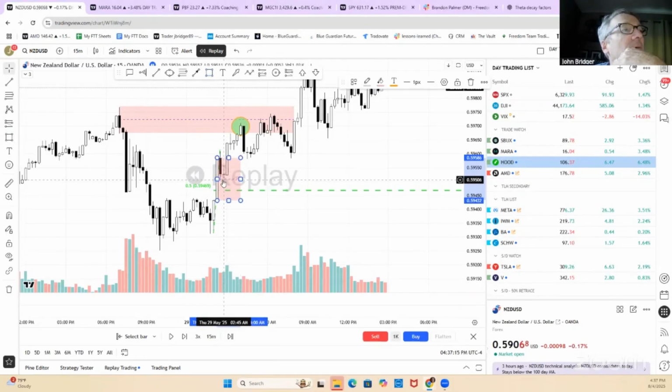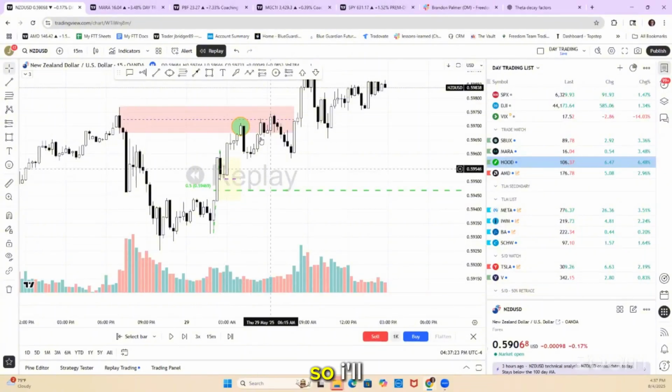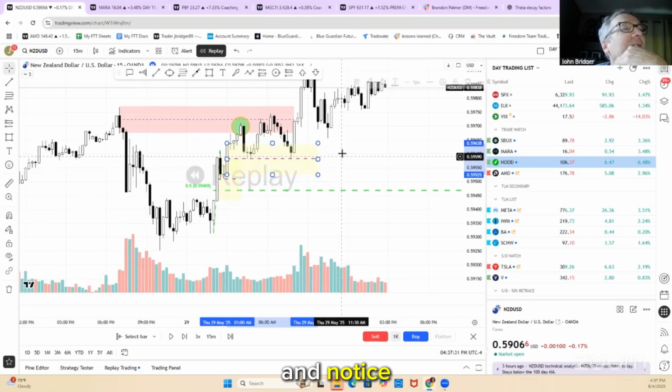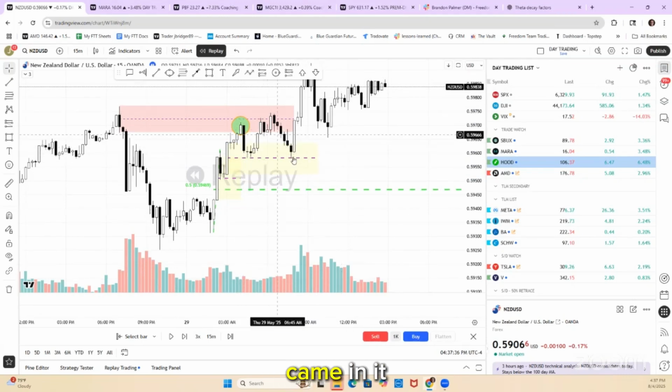See how this support held? It came in at the midpoint and dropped. So I would be using that as my marker, since I don't have an easy low or high to mark. And notice you never got a break of that. It came in, it held, came in and held again.